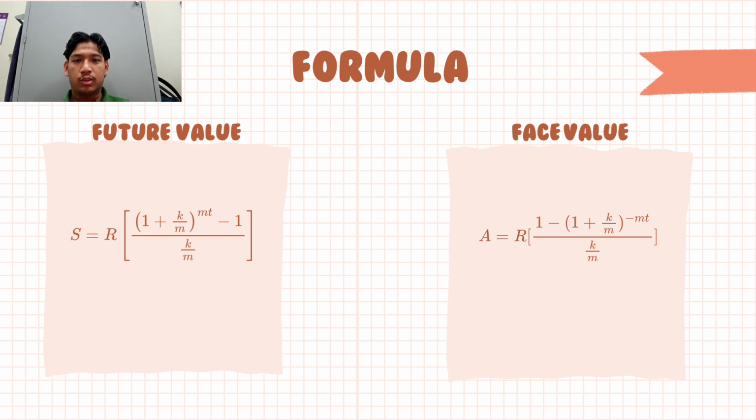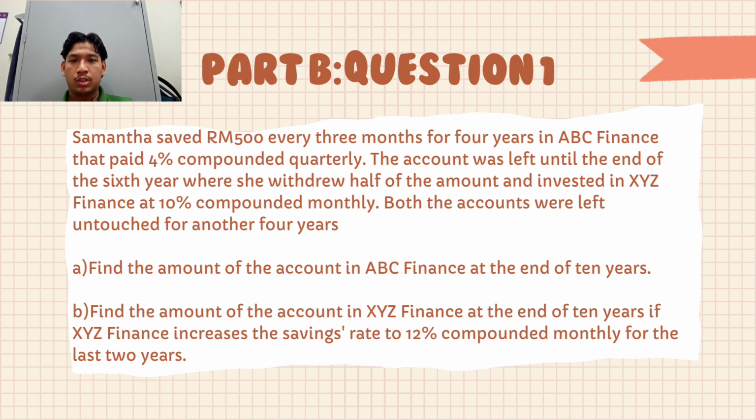So by referring to the formula of the annuity, which is the future value and face value, R is the periodic payment, K is the nominal rate, M is how many times it is compounded, and T is the number of years. So moving on to question number 1.